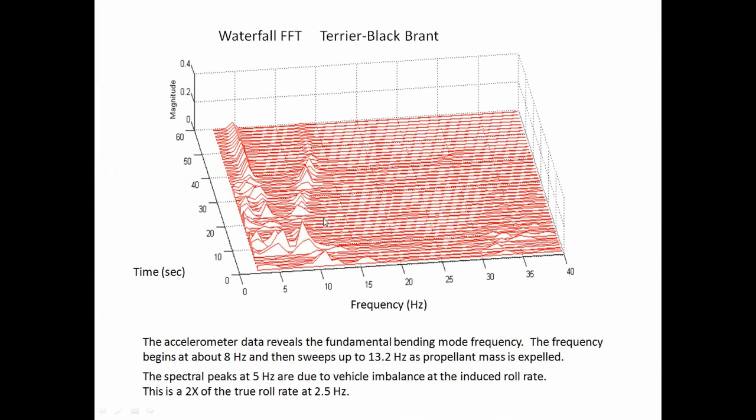So this is basically what I showed you before, only here I have it on a PowerPoint slide. You can see the fundamental bending mode. It begins at about 8 Hertz, sweeps up to 13.2 Hertz as the propellant mass is expelled. And then we have the induced roll rate, the spin stabilization, which is the 2 times value at 5 Hertz, and then the true value is 2.5 Hertz. Let me say that again to make sure I said it right. The true roll rate is 2.5 Hertz, and then the 2 times harmonic is 5 Hertz.